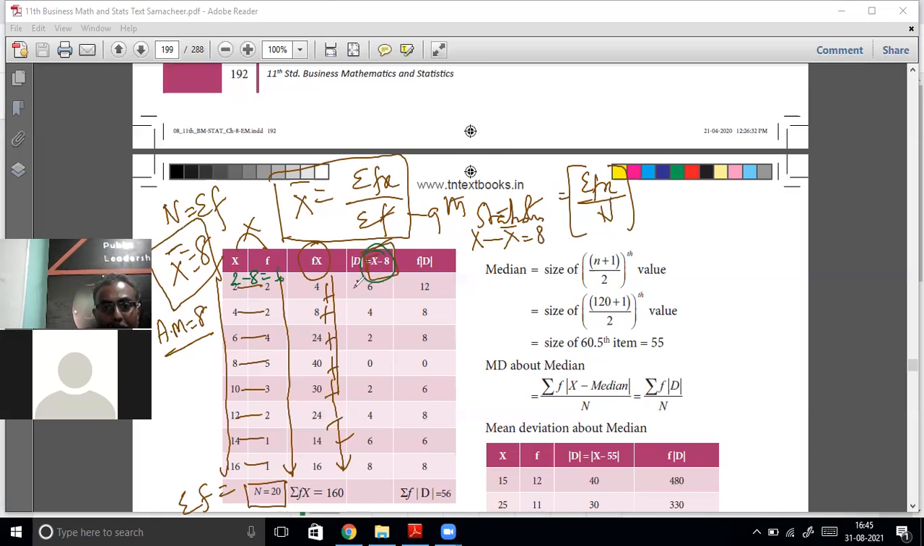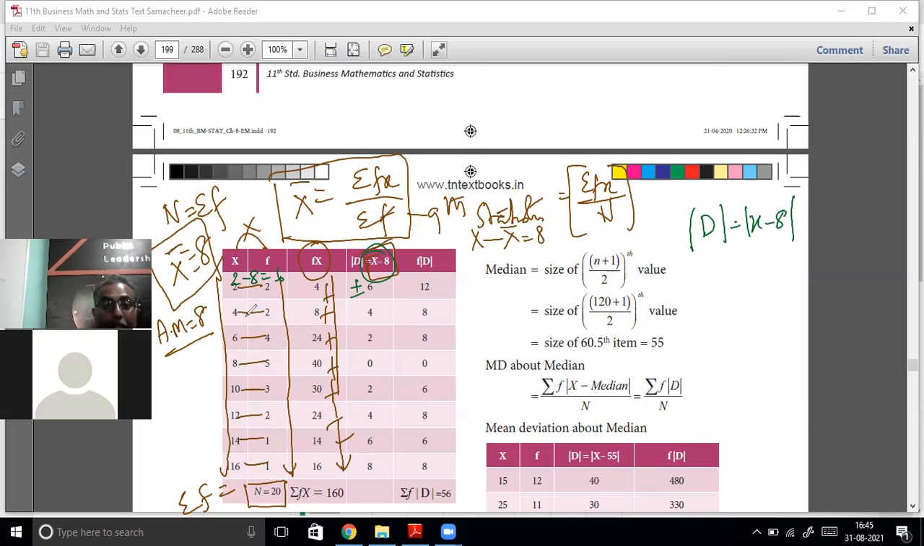Why? Because plus or minus you must ignore. Absolute value only. Whenever it comes to mean deviation, median deviation, all of that, you have to use the absolute value. Remember, again I'm telling you, this will be a common mistake you will make. Don't make this common mistake. Take only absolute value. That is why it's given like this, absolute value of d, which is the absolute value of x minus 8.